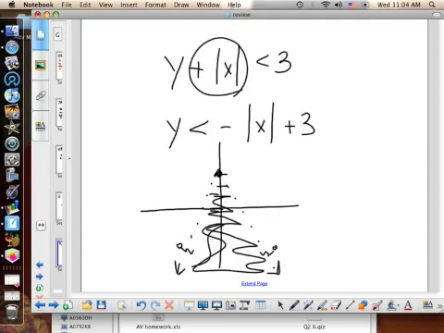A vertical line, you go left or right. If it's perfectly vertical, greater than is to the right. Less than is to the left. Okay? All right.